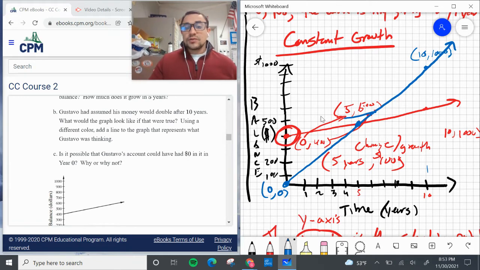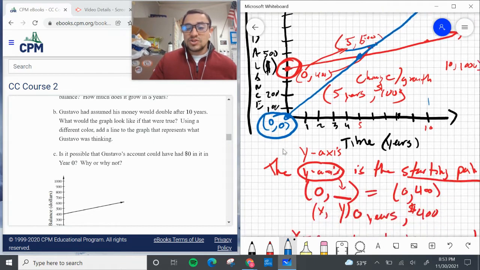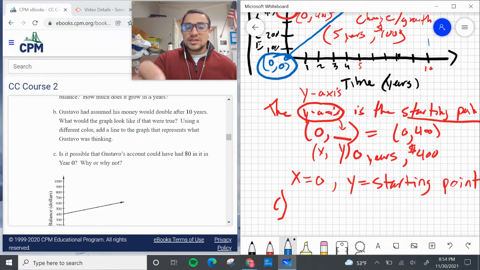All right, so that's for B. That's what it would look like. And the key here is the 0, 0. That's what makes it proportional. It has to start at 0, 0, just a heads up. So this is what's going to be, I can't grab my pen, proportional is when it's at 0, 0.